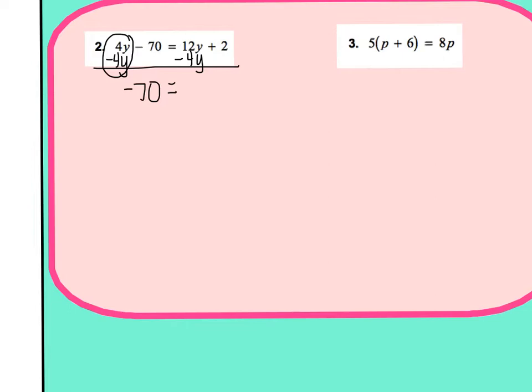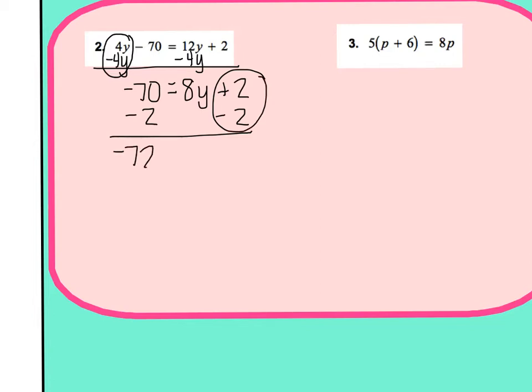12y minus 4y gives me 8y plus the 2. To get that y by itself, I've got to subtract 2 from both sides. Remember, when they're the same signs, you add them. That gives me a negative 72 equaling 8y. To get my y by itself, I divide by 8 because they were connected by multiplication, and I've got to undo that. And in this case, y equals negative 9.